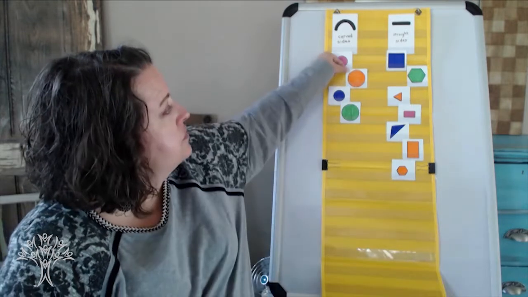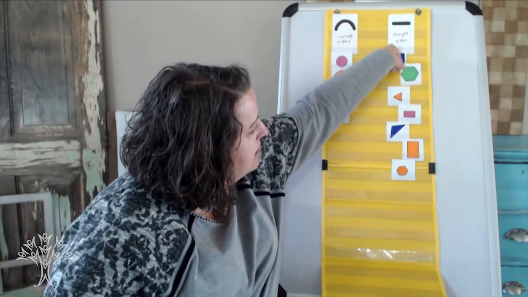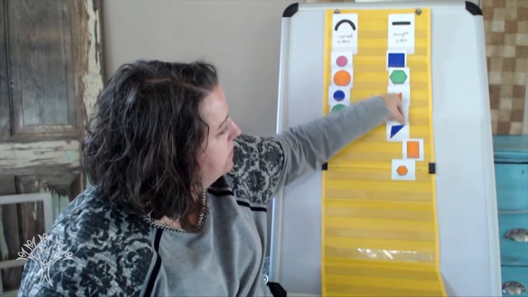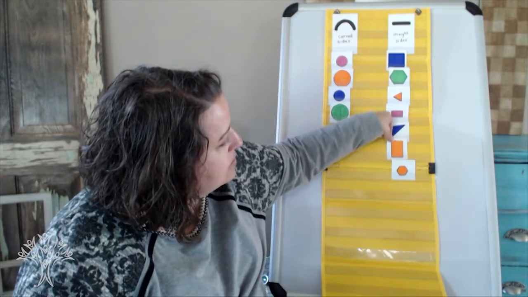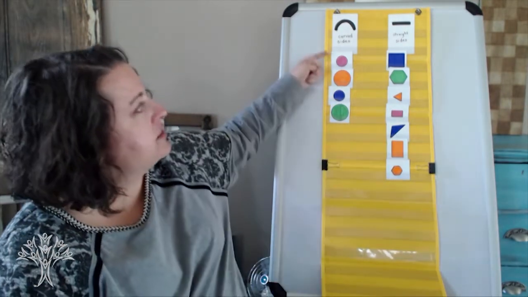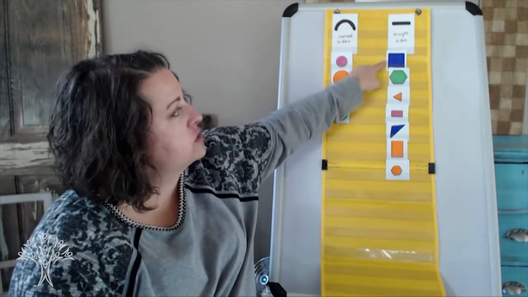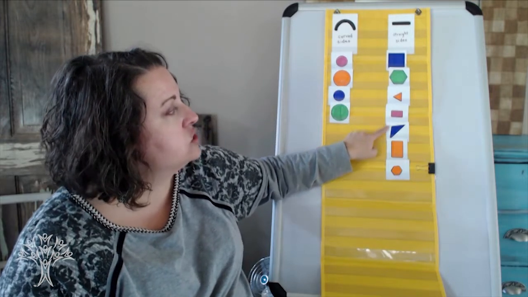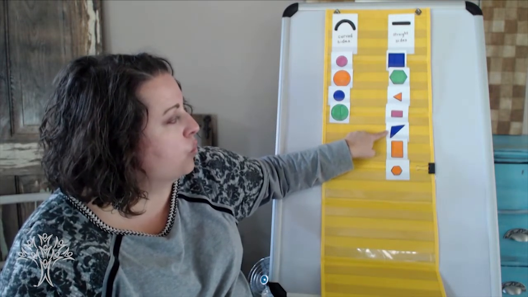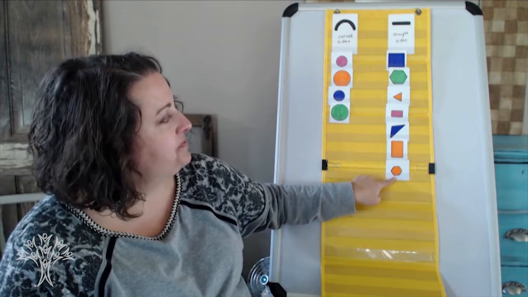I hear lots of different answers. Let's move our cards to make that a little easier for us. I'm going to move the cards and line them up a little better. It might be easier for you to see how many more. We said that there were 7 straight sides, but we said that there were 4 curved sides. 1, 2, 3, 4. Well, here's 1, 2, 3, 4 on this side. So it looks like we had 3 more. 1, 2, 3. We had 3 more shapes with straight sides.